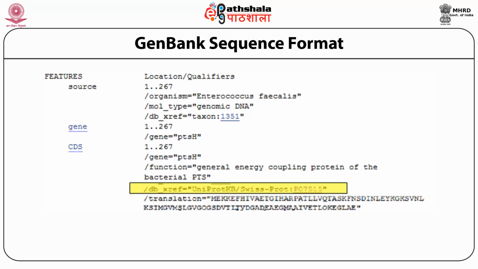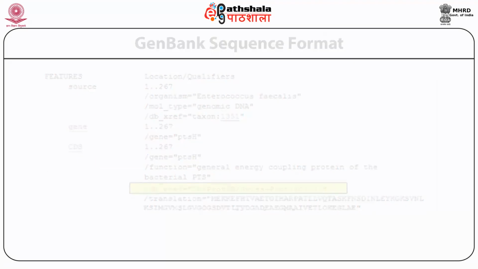In this slide, an external link P07515 for the UniProtKB SwissProt protein database is highlighted in yellow. Therefore, we'll use this in a subsequent slide and reach the UniProtKB SwissProt protein sequence database.